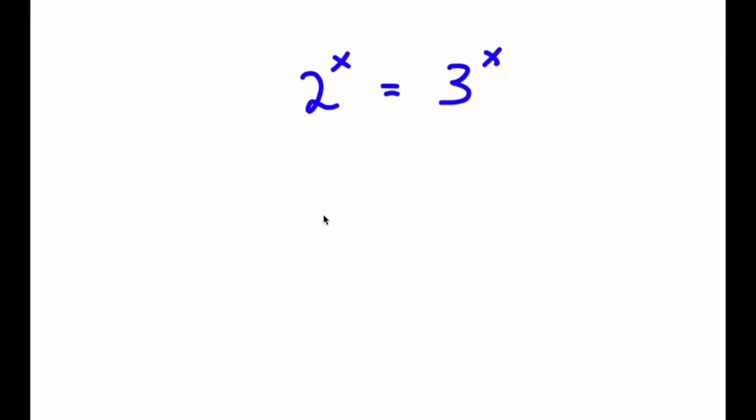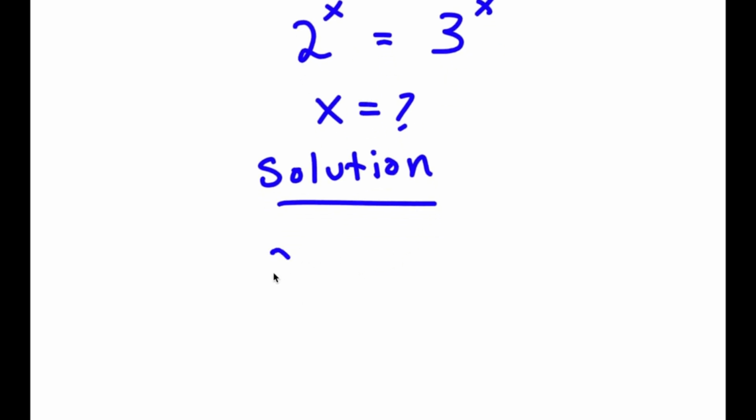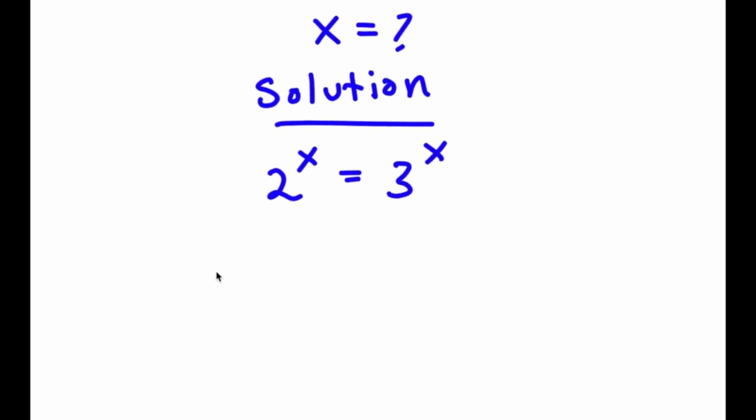Alright, so in this problem, I have 2 to the power of x is equal to 3 to the power of x. So I obviously want to find the value of x here. So for my solution, I'm going to first start by writing 2 to the power of x is equal to 3 to the power of x. And I'm going to take the log of base 2 on both sides.